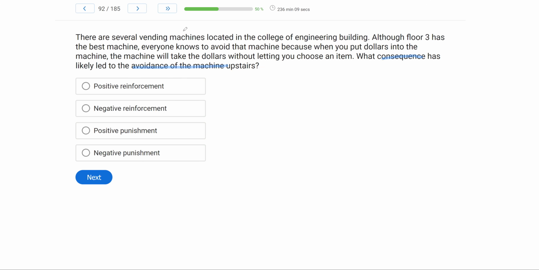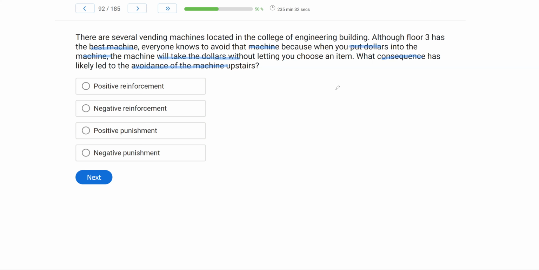What do we know so far? We know many vending machines in the building. Floor 3 has the best machine, but nobody goes to that machine. And why do people no longer go to that machine? Well, they know when you put dollars into the machine it takes the dollars and doesn't let you choose an item. So if we think about our antecedent, our behavior, and our consequence, the antecedent might be you see the vending machine. The behavior is you put the dollar in the machine. The consequence is you lose your dollar. Your dollar is taken from you. And as a result, what has happened? Well, now nobody goes to that machine.